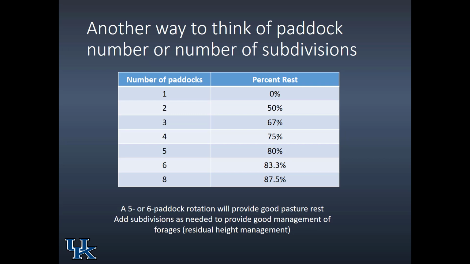An interesting thing happens past about 5 or 6, and that is the percent rest that you're able to achieve by adding more subdivisions does not go up appreciably. So you've captured most of the rest you're going to have by having 5 or 6 subdivisions. Beyond 5 or 6, and you may need them, it's going to be so you can manage the forage and maintain residual heights, or to do something on your farm or on the farm you're trying to manage that is needed. So just remember that the number of subdivisions doesn't have to be huge in order to be effective.